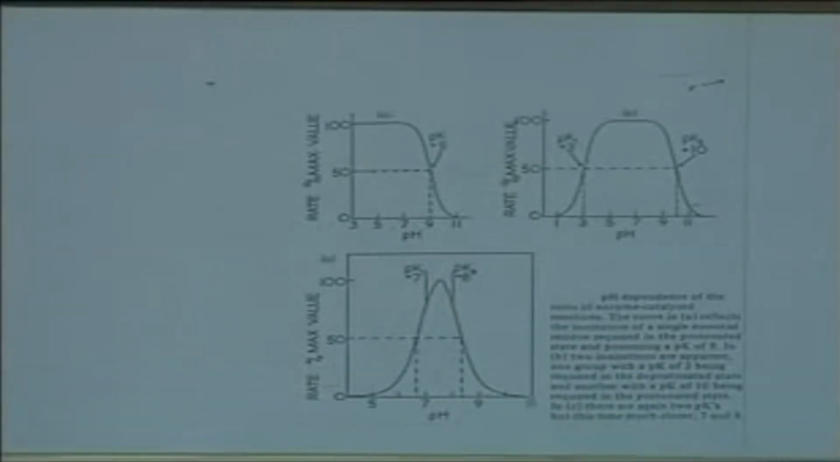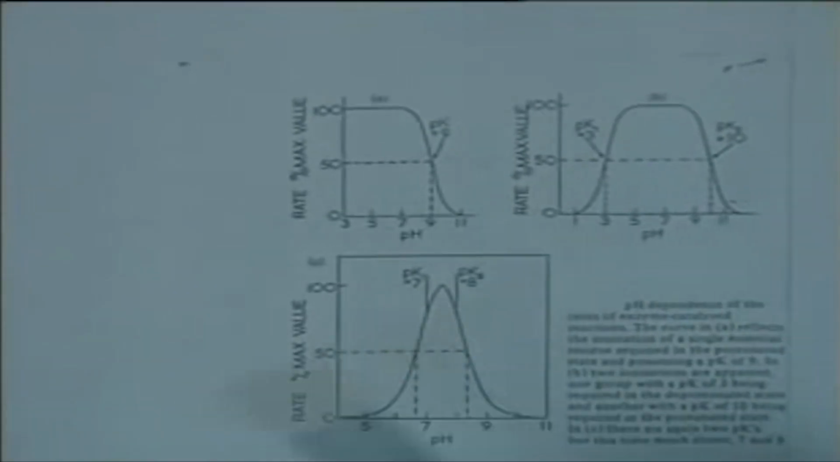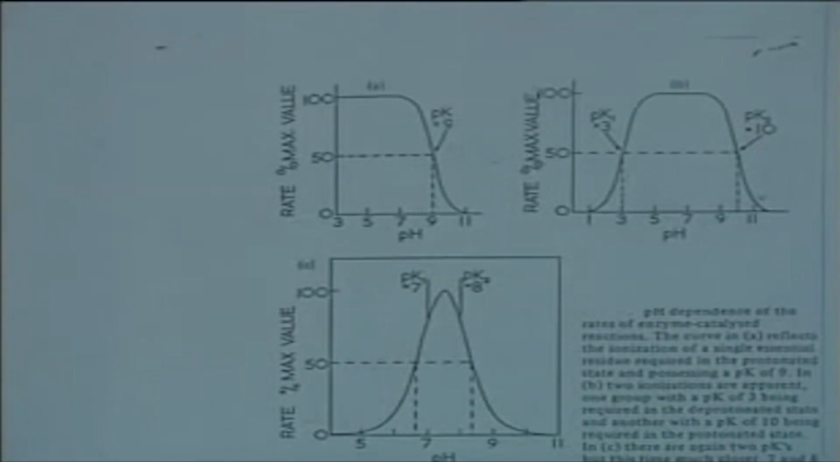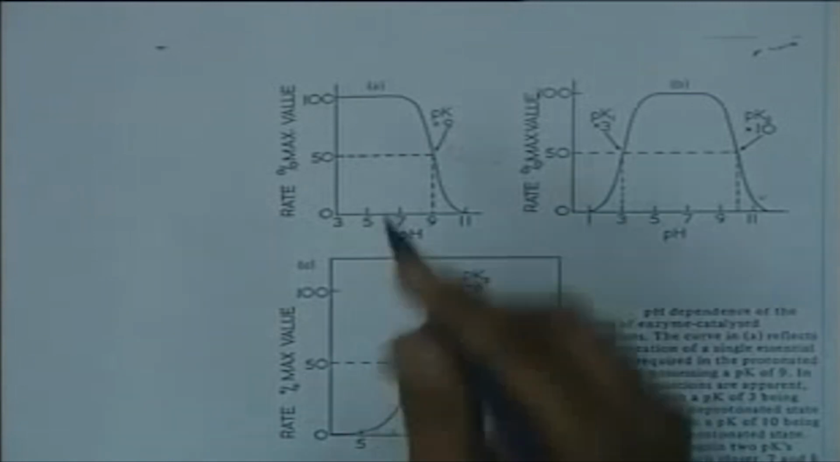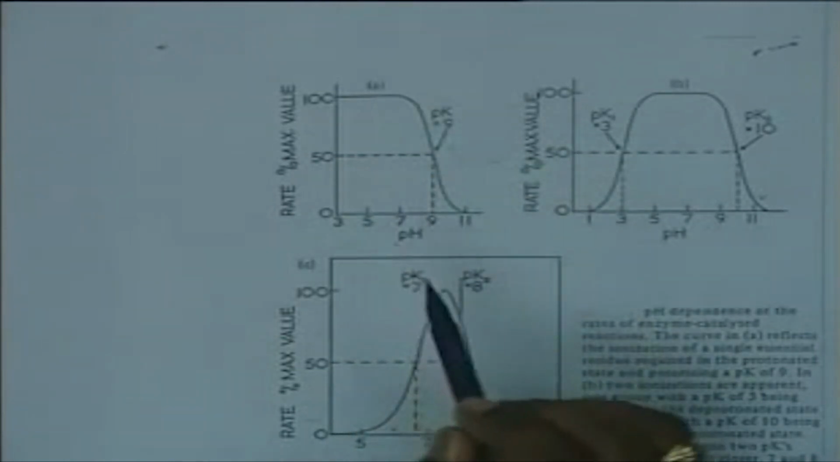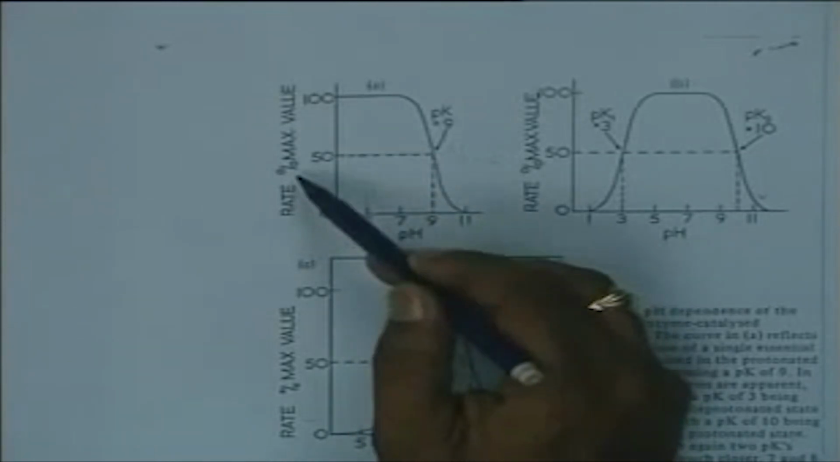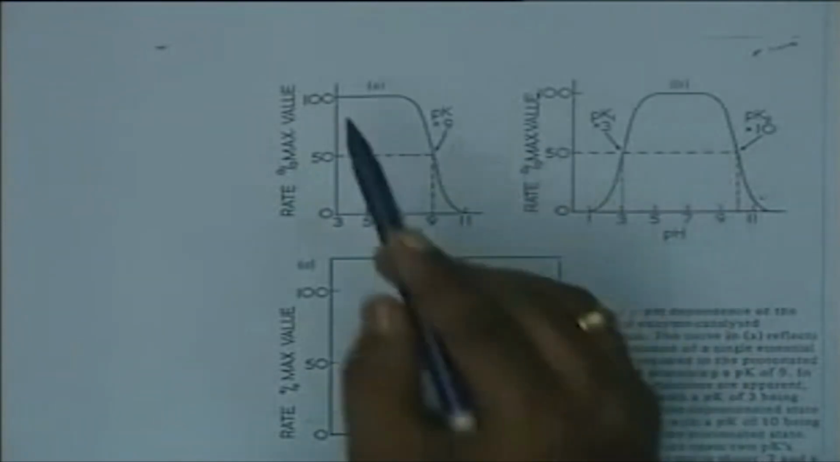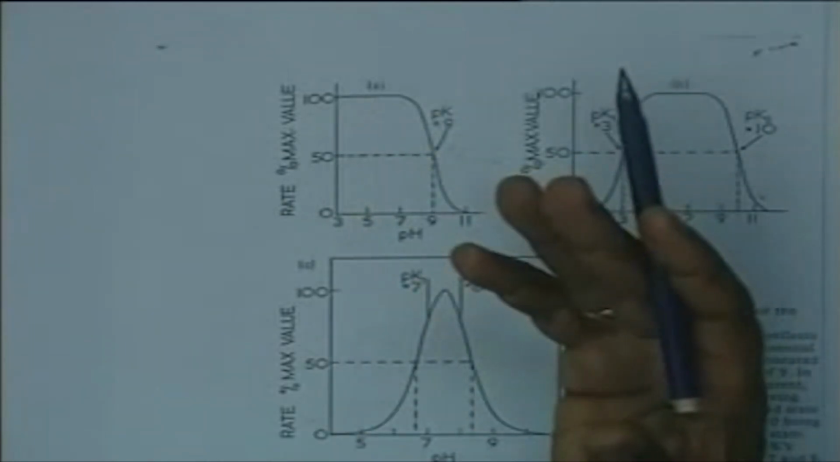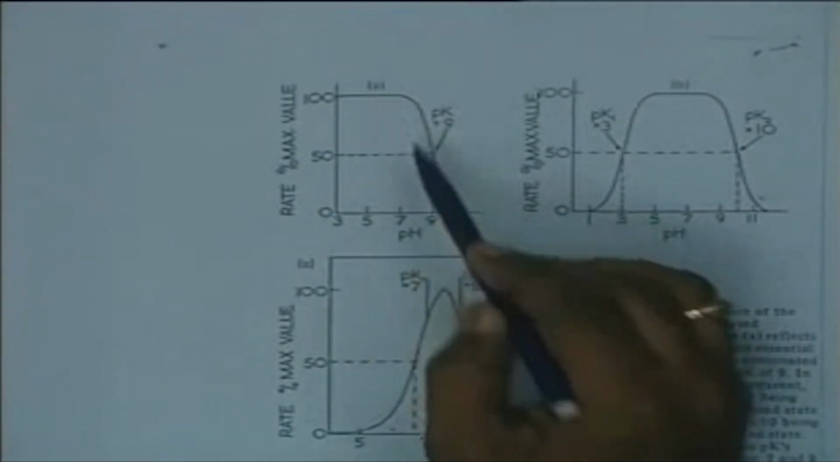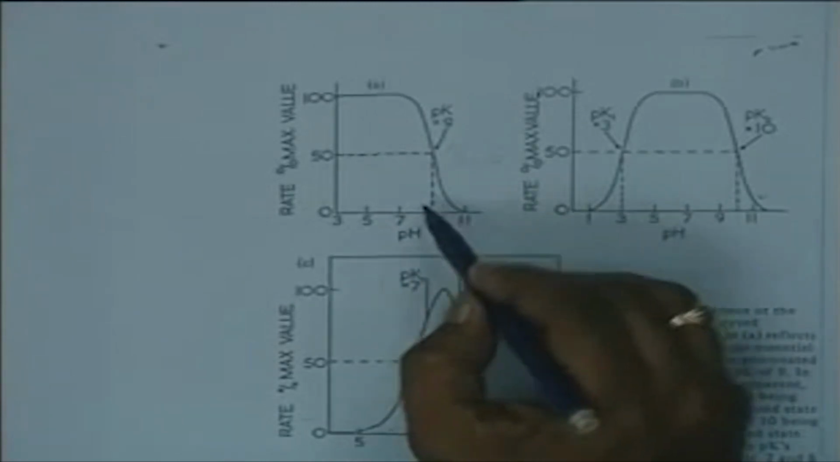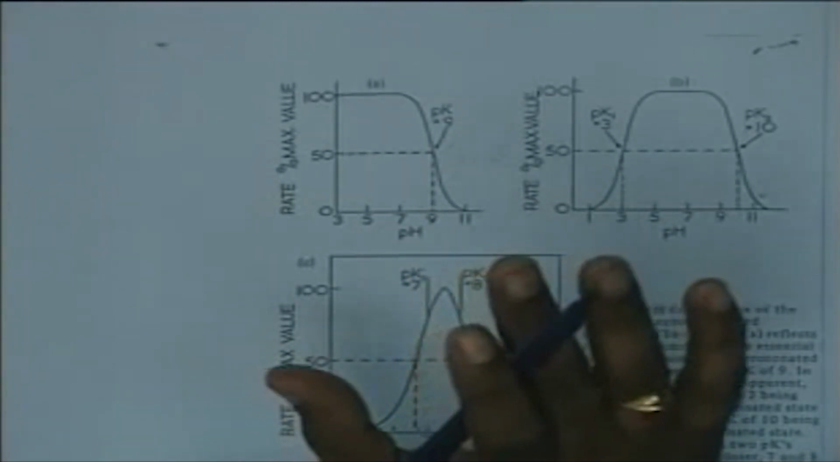Now, you often end up getting a variety of profiles when we study the enzyme reaction rate as a function of pH. For example, in the first case, in the diagram in part A, you notice that the effect of pH is shown against the percentage rate of the maximum value, that is, the maximum value means the optimum pH at which it shows the maximum, with a single ionizable residue on the active site.